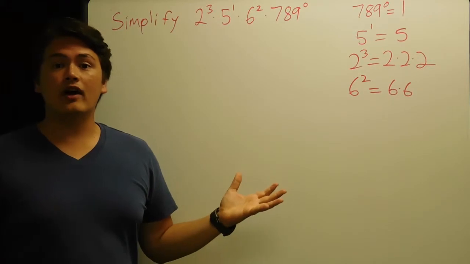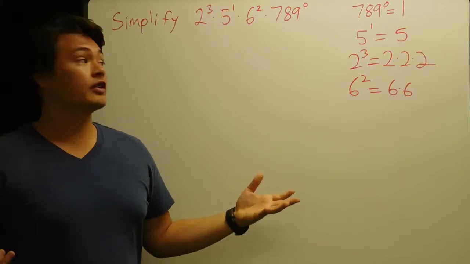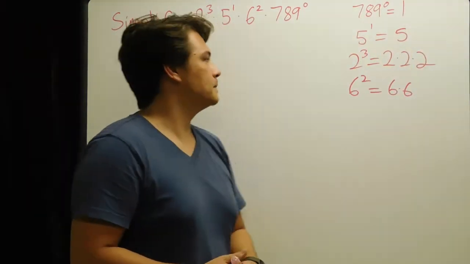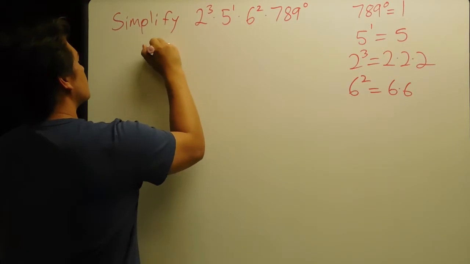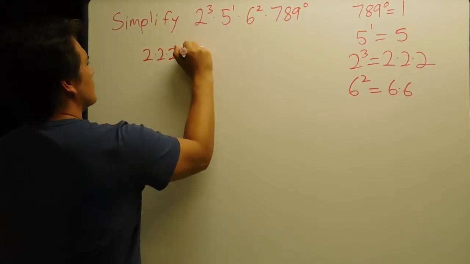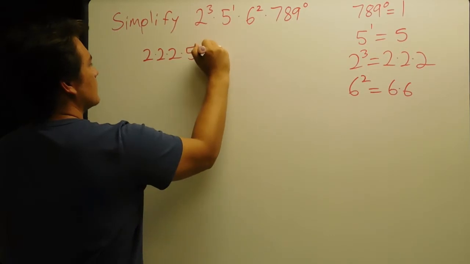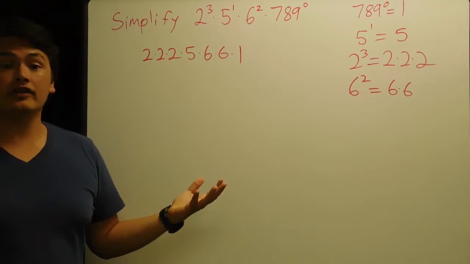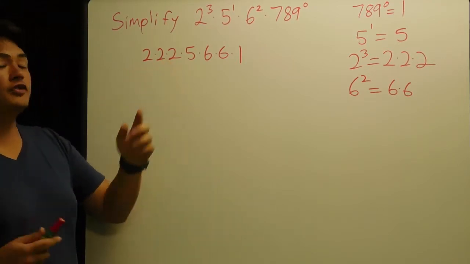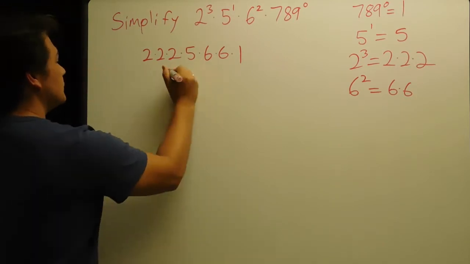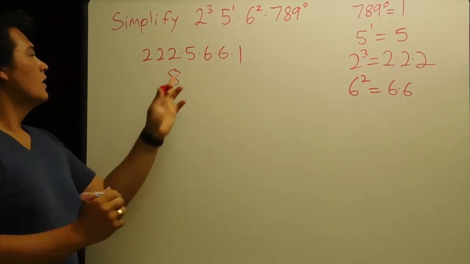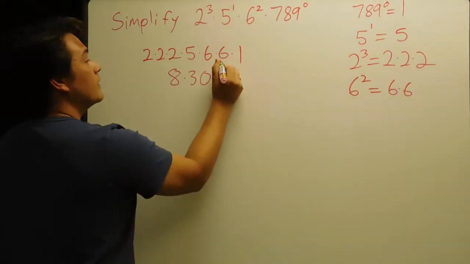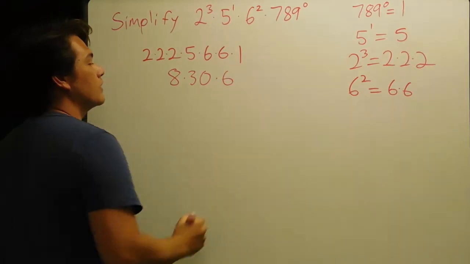So now that we've broken down all of these numbers, let's rewrite them like they are on this side of the equal sign. We multiply all these together. So 2 times 2 times 2 is going to give us 8. 5 times 6 is going to give us 30. And then 6 times 1 is going to give us 6.